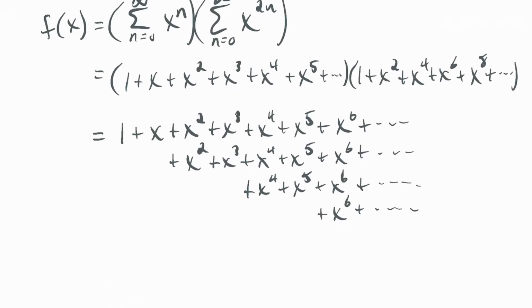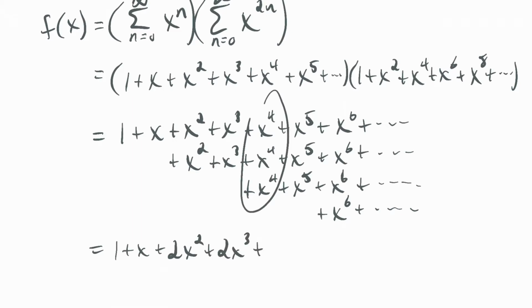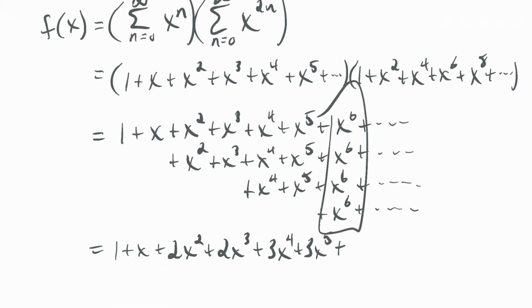Okay, so after we add all that up, we've just got here 1 plus x. I have 2 copies of x squared, and I have 2 copies of x cubed. So plus 2x squared plus 2x cubed plus. I have 3 copies of x to the fourth and 3 copies of x to the fifth. I have 4 copies of x to the sixth.